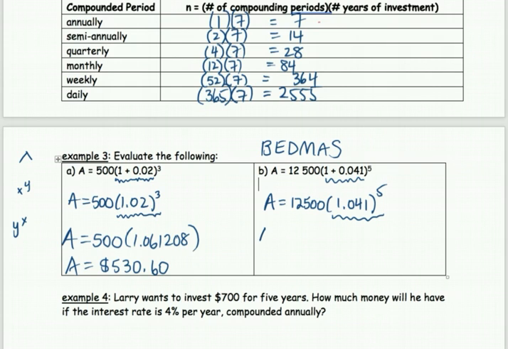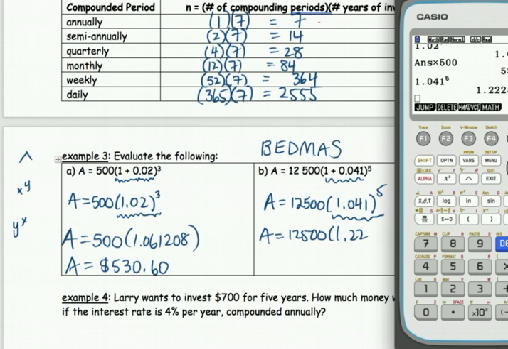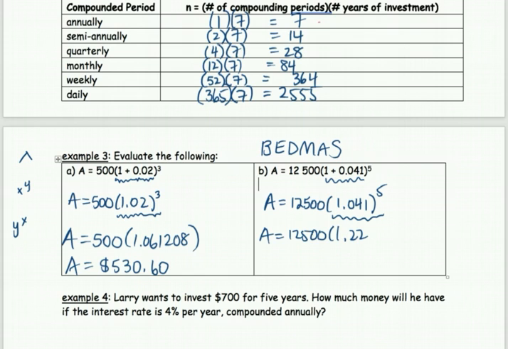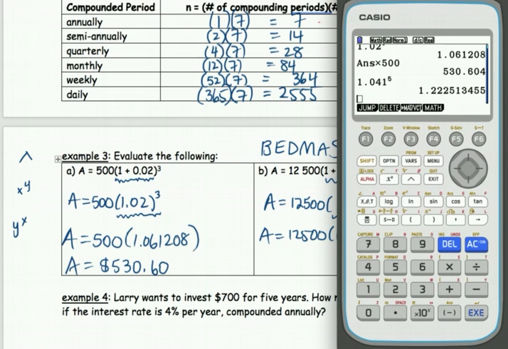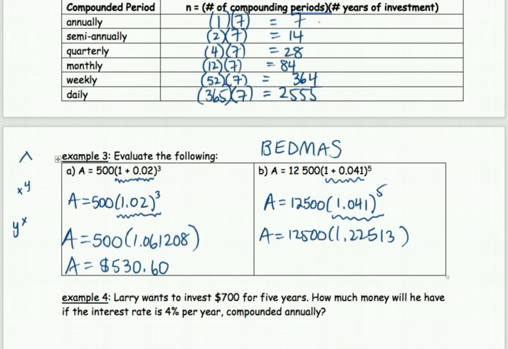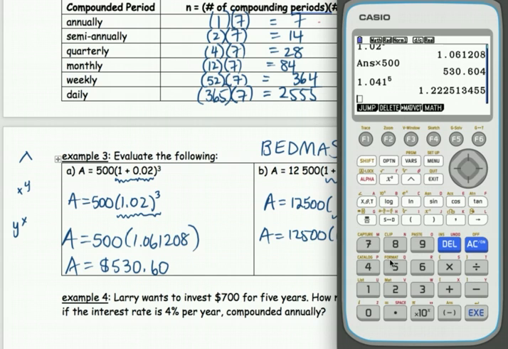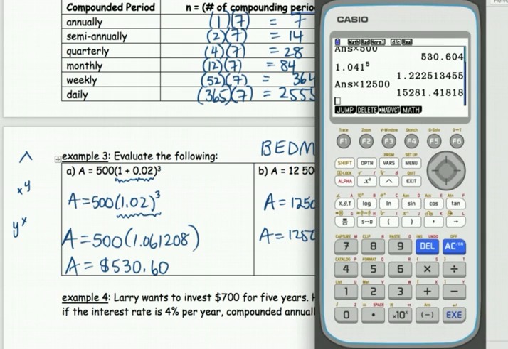I'm just going to write it here, but you don't have to. 1.22513, etc. It keeps going. Just keep the number in your calculator, and now you're going to do the last step, which is to multiply the number that was in front. So you go times 12500 like that, enter, and then you end up with a lot of money here.